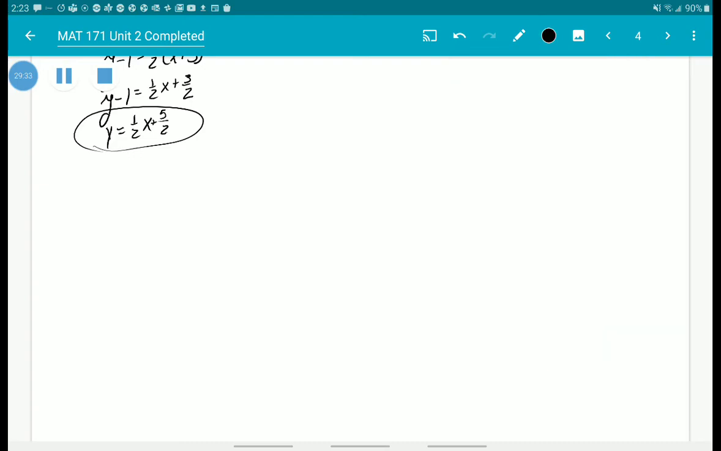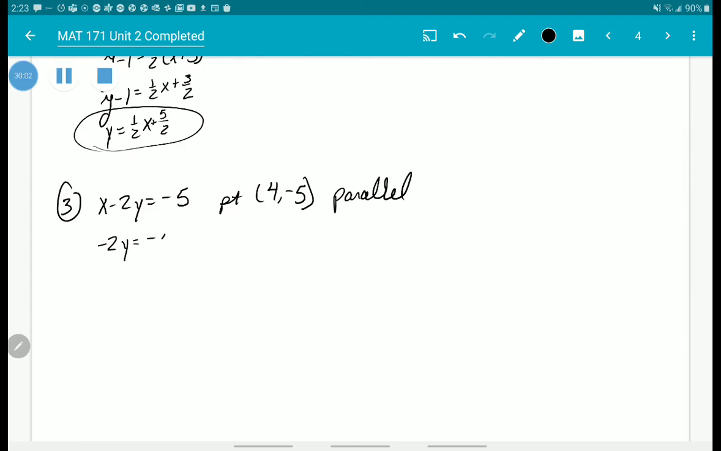Let's look at number 3. Number 3, we're looking at the line x minus 2y is equal to -5. We're going to contain the point 4, -5, and we are going to be parallel. We need to have a slope. So to find the slope, we need to solve this equation for y. So let's do some fancy math. Let's move that x to the other side, and then let's divide everything by -2. And make sure you divide all three pieces here.